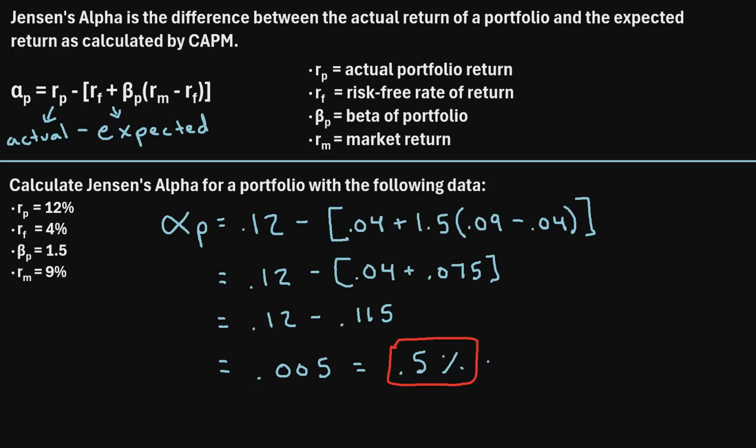Now, if this number happened to be less than 0, then that would mean that they underperformed the expected returns. So the greater that this value is, the more that the portfolio has outperformed what the expected returns were. So that was just a quick example of how to calculate Jensen's alpha.